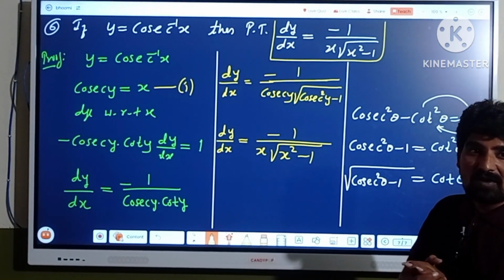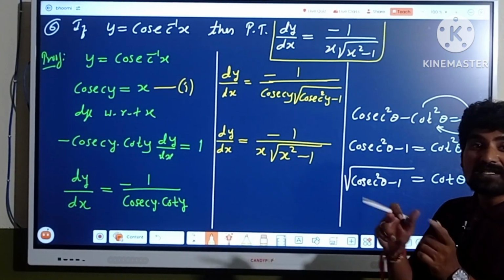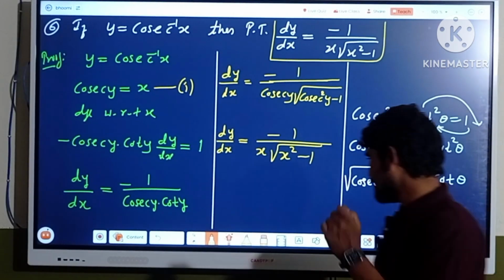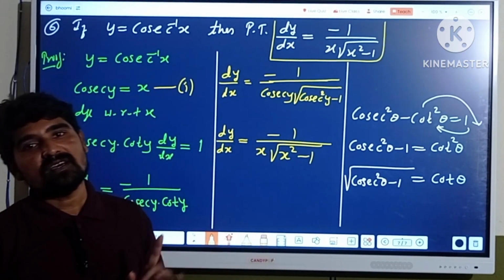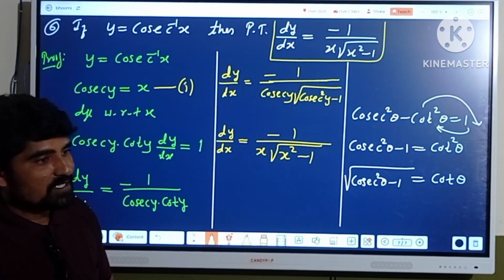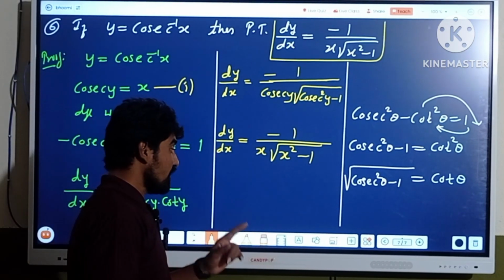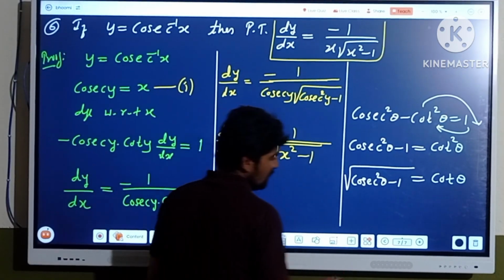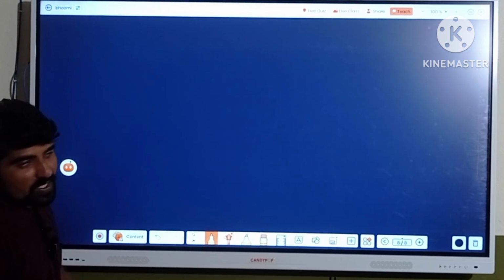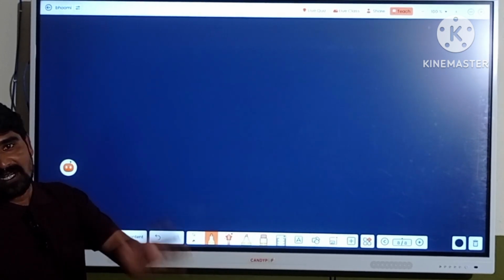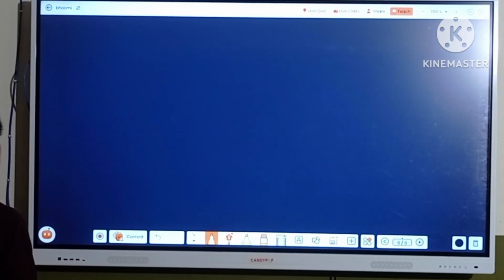Now we need to solve problems on finding the derivatives of inverse trigonometric functions. For that, first we need some basic formulas, in the sense double angle formulas, which are studied in the trigonometric functions chapter, and also some properties of inverse trigonometric functions, which are studied in the inverse trigonometric functions chapter, that is the second chapter. So now I want to recall all those required properties and formulas to solve these problems.